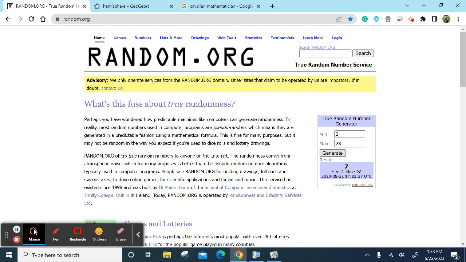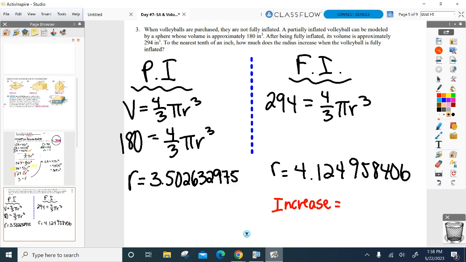Nearest 10th. Increase when you're ready. 0.6. Thank you. 0.6 inches, to the nearest 10th, nothing past there. All right, solid there on that Regents question.